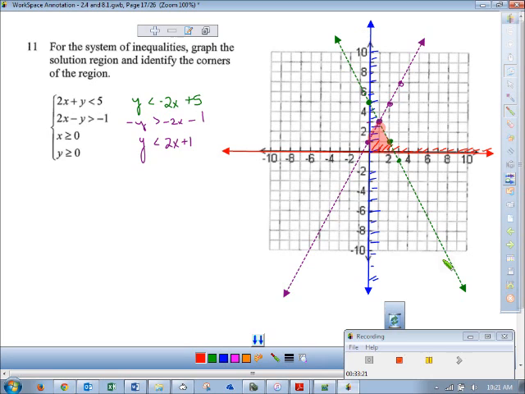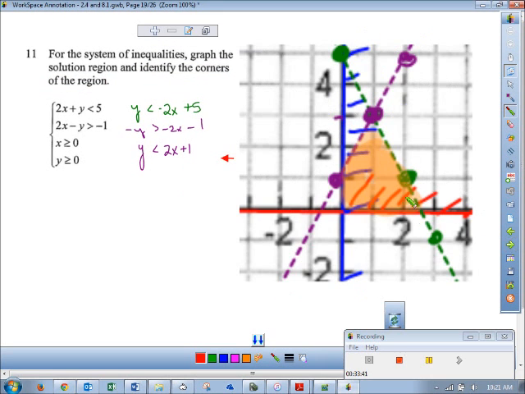But now it asks you to do something else. Identify the corners of the region. To identify the corners, let me zoom in. Zoom. That was magical, right? They want to know where all the places of the intersections are with those.